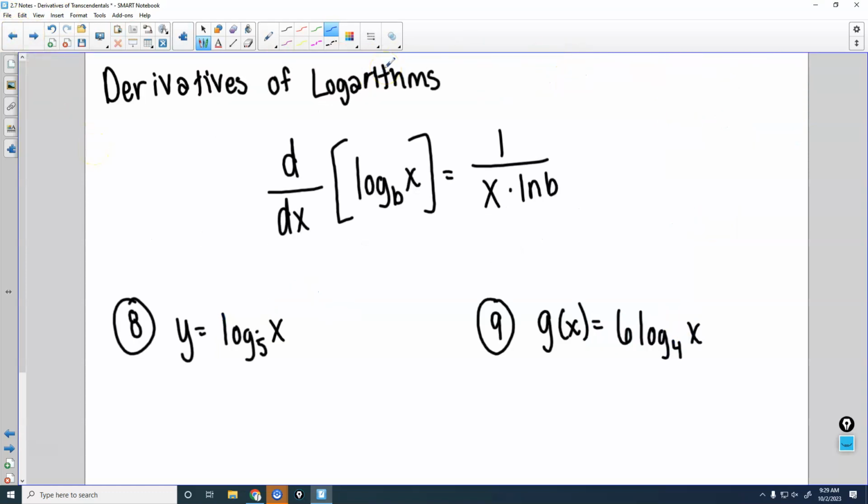Logarithms are going to follow this rule. The derivative of log base b of x is going to be 1 over x times the natural log of whatever the base was. So for example here, if I have y equals log base 5 of x, then my derivative, I could call it dy dx, I could call it y prime, either one is fine, is going to be 1 over x times the natural log of 5.